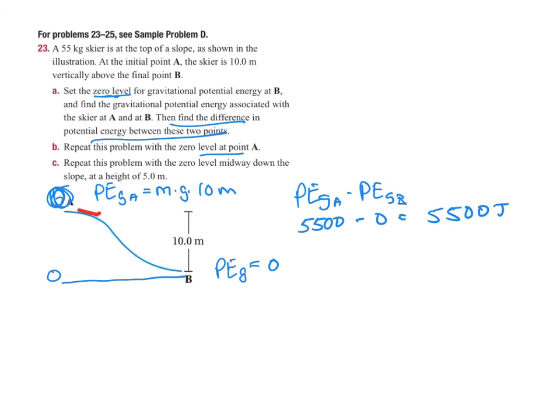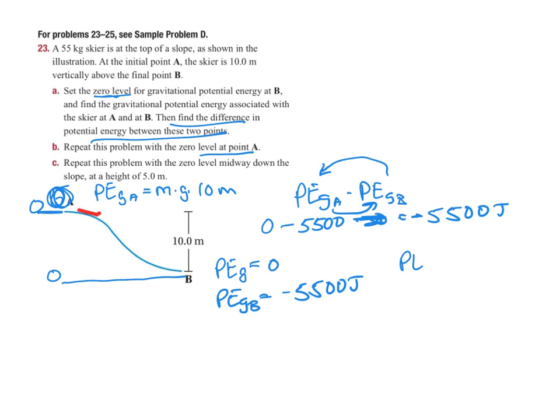We'll repeat it with the zero level at point A. So for part B, this is my zero level. So now PEGA is 0. PEGB is actually negative. It's negative 5,500 joules. And I screwed up. I should have said final minus initial. The difference is always final minus initial. So this is going to be negative 5,500. So it should have been 0 minus 5,500 up there. So PEGB is negative 5,500.